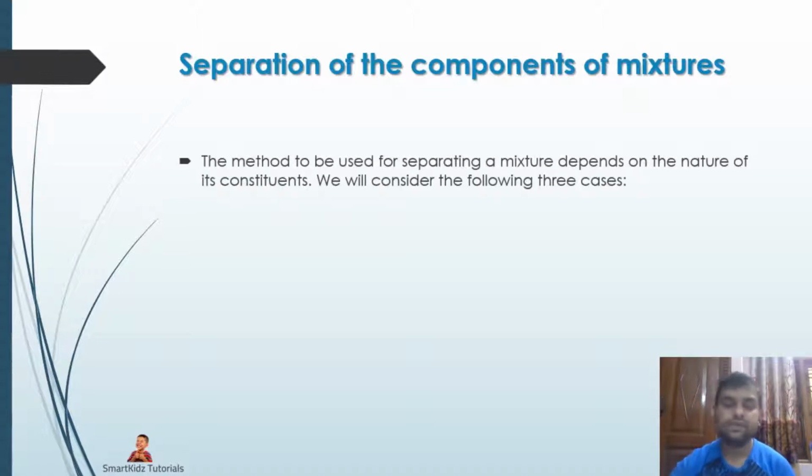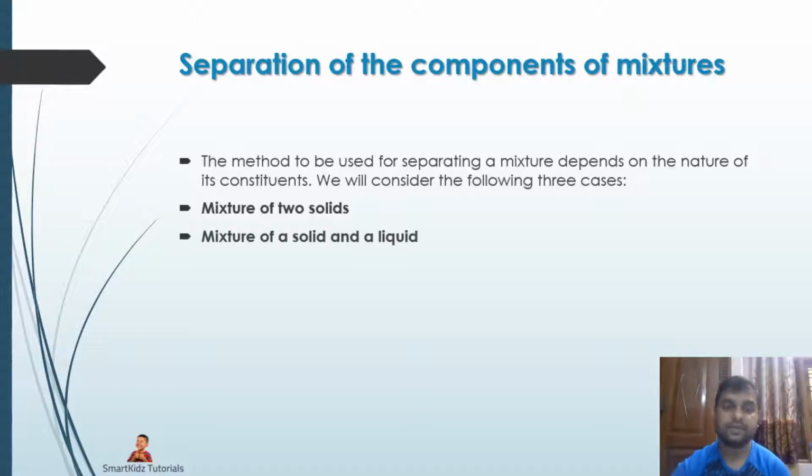So the method to be used for separating a mixture depends on the nature of its constituents. And we'll see what it means by nature of its constituents. The first thing, when we want to separate two solids that make up a mixture. The second case we'll look at when we want to separate a mixture of a solid and a liquid. And in the third instance, we'll look at how we can separate a mixture which is made up of two liquids. So one by one we'll cover these subtopics, beginning with a mixture of two solids.